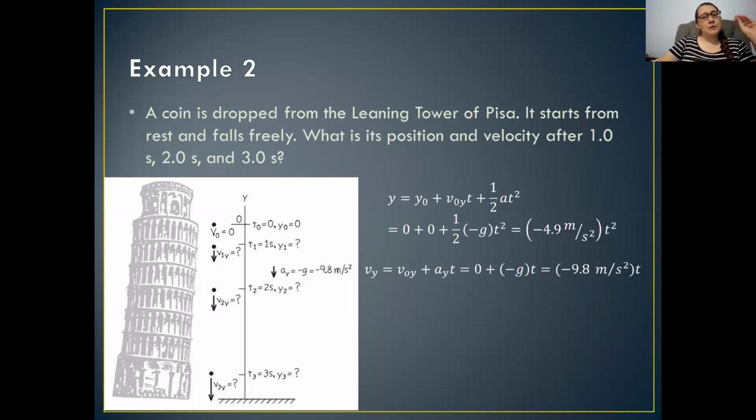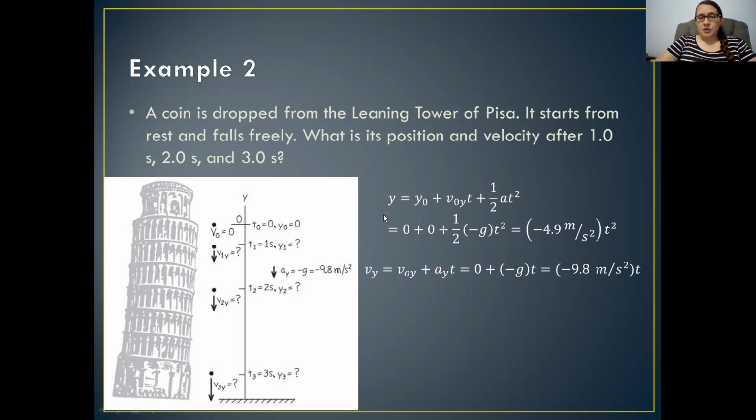Although, what would be most convenient is to set this initial position as the origin of our coordinate system. If we do that, then we don't need to worry about what the height of the Leaning Tower of Pisa is. We'll just say wherever it's dropped from is a position of 0. And as it falls from there, our position changes. So remember, we can establish these coordinate systems to be whatever is most convenient for the scenario.